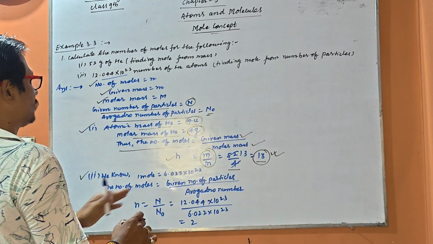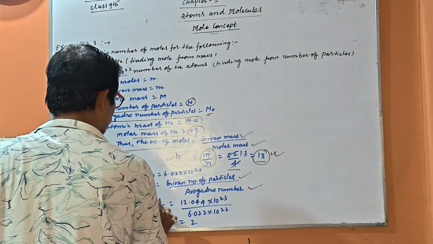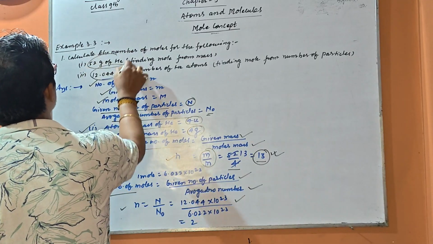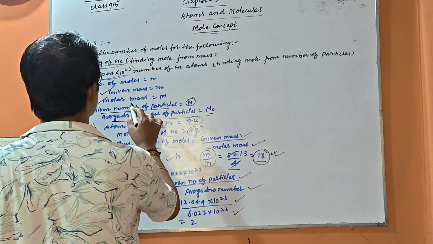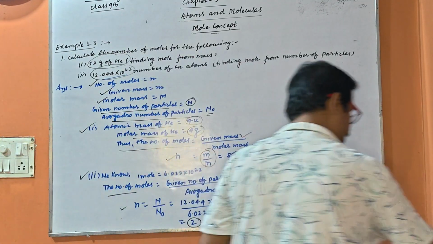We know 1 mole is equal to 6.022 into 10 to the power 23. The number of moles is the given number of particles by the Avogadro number, n is equal to N by N0, 12.044, the data is already given. So this is the data, 6.022 is the Avogadro number, and the answer is 2. So this is all about the question number 3.4.